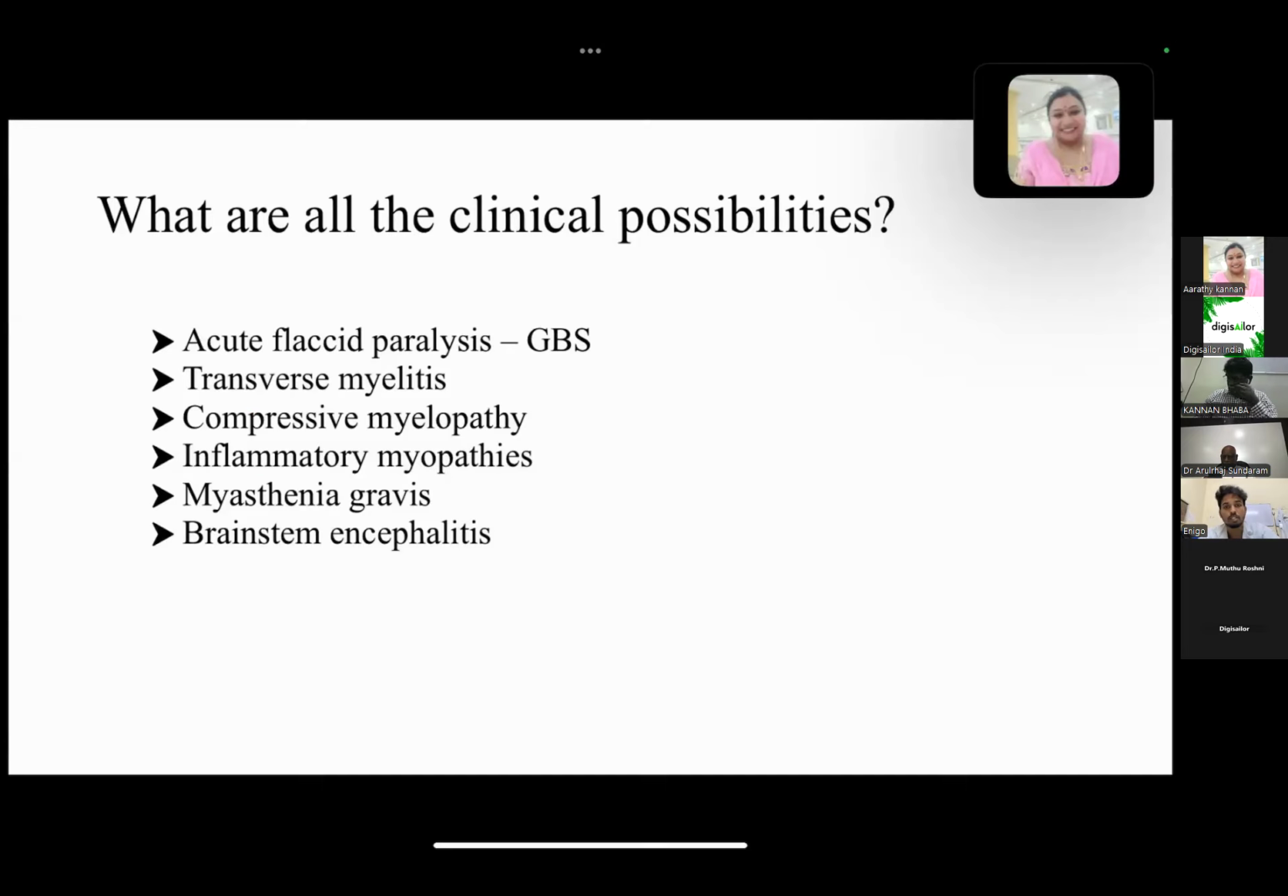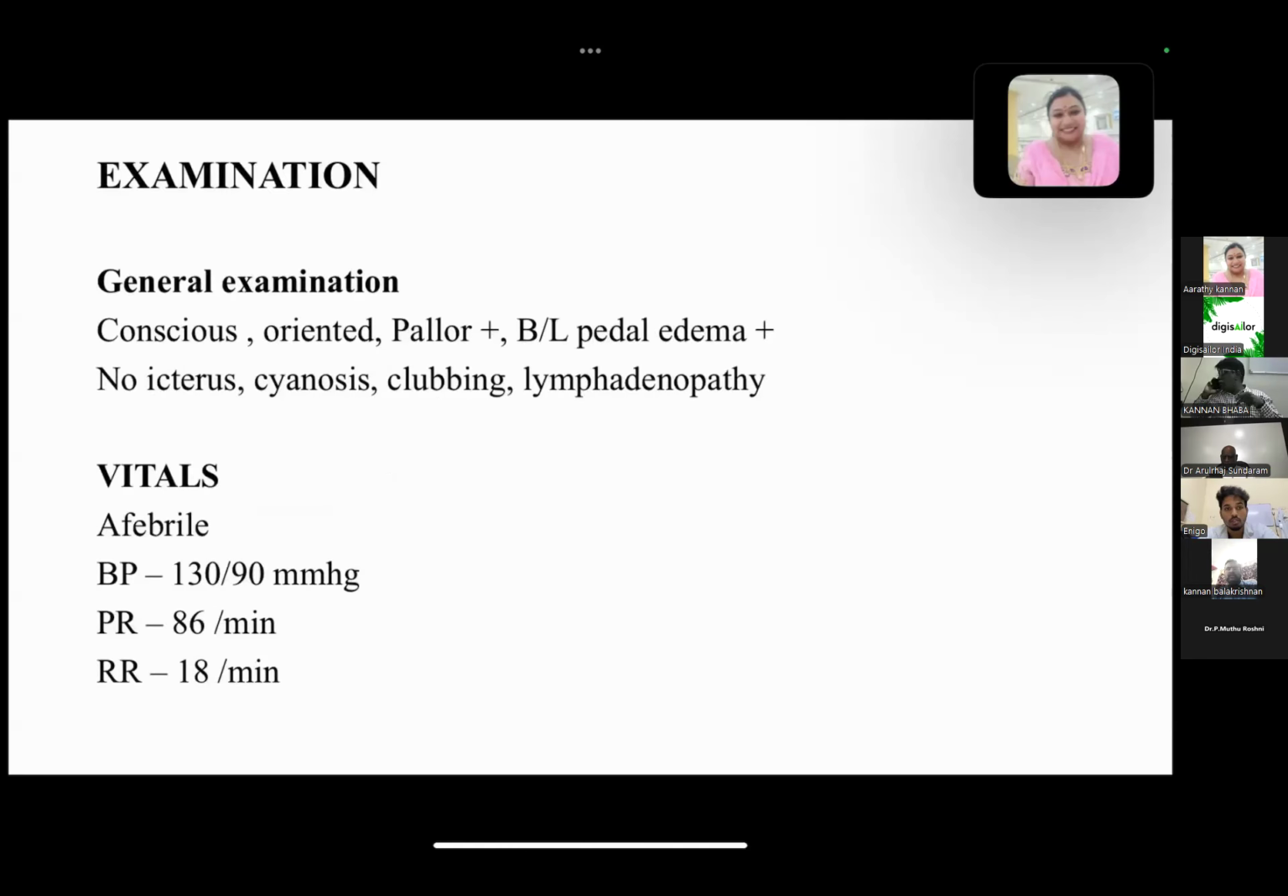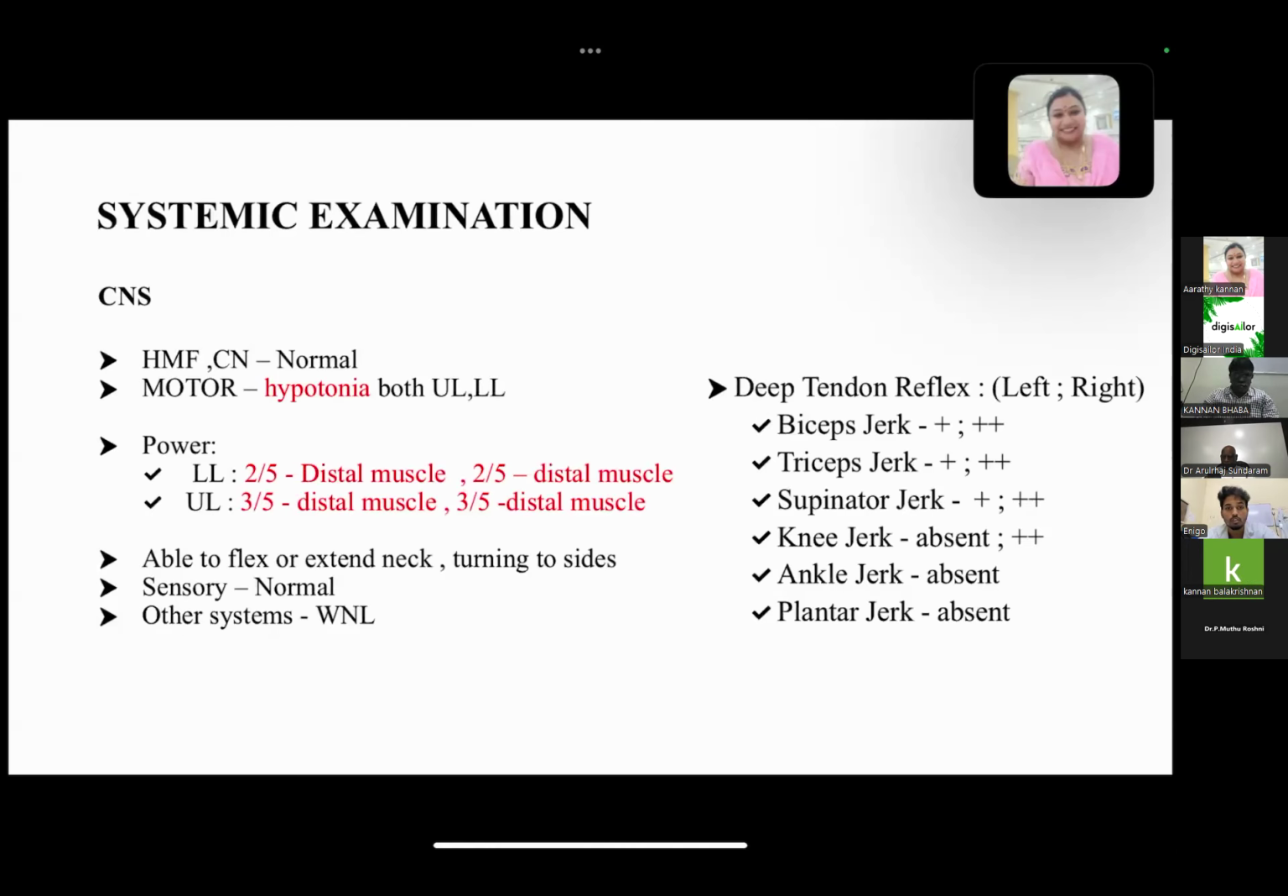So the clinical possibilities are Guillain-Barré syndrome, transverse myelitis, compressive myelopathy, inflammatory myopathies, myasthenia gravis, and brainstem encephalitis. The patient was conscious, oriented, she had pallor and bilateral pedal edema. She was afebrile, BP was 130/90, heart rate and respiratory rate were normal. Higher mental function and cranial nerve examination were normal.